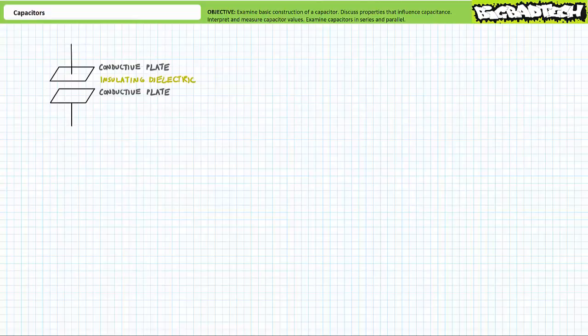I'm your instructor Jim Pytel, and today's topic of discussion is the capacitor. Our objective is to introduce the capacitor. We'll examine the basic construction of a capacitor, the units of capacitance and those properties that influence capacitance, interpreting and measuring capacitor values, and capacitors in series and in parallel.